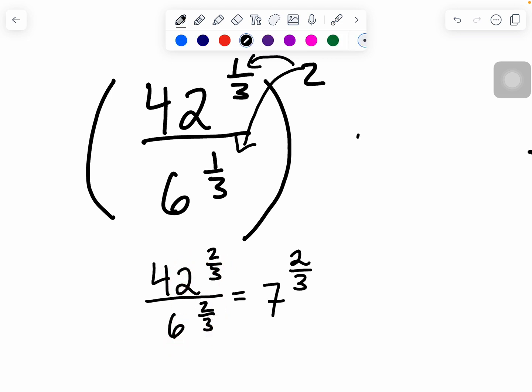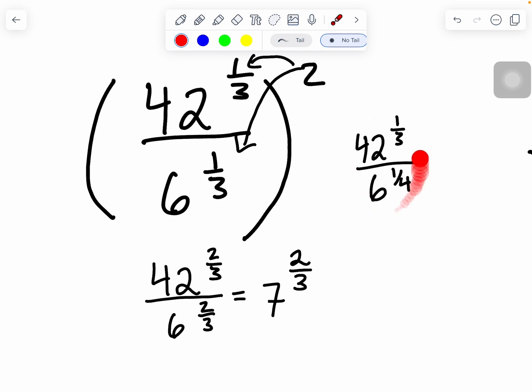Now, let's say we had 42 to the 1/3 divided by 6 to the 1/4. We can't do anything to that. As of right now, we don't know how to do that kind of problem. This would not be 7 to the something. This would just stay as it is. We can't simplify this as of right now. Maybe we'll talk a little later about how we can deal with that, but that we couldn't do. Because these exponents are the same, we're able to do this.